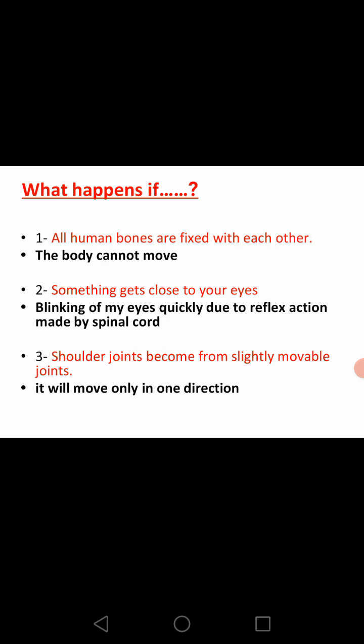Number 2. Something gets close to your eyes. What will you do? Blinking of my eyes quickly. It's an automatic response. It's due to reflex action made by the spinal cord. Number 3. Shoulder joints become slightly movable joints. What will happen? It will move only in one direction.